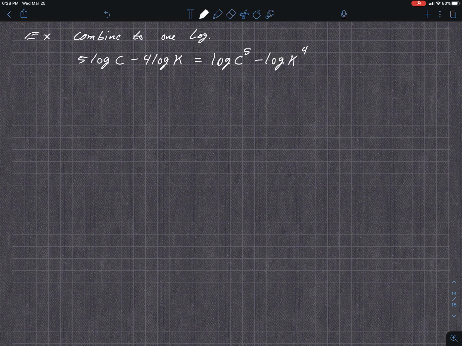You can't apply the quotient property until you have that, because the quotient property has no coefficients in front. So right here it has to look just like that, a 1 and a negative 1. Now you can apply the quotient property. So you get log of C to the 5th over K to the 4th, like that. Okay, and it's base 10. All right, so try more examples like that.